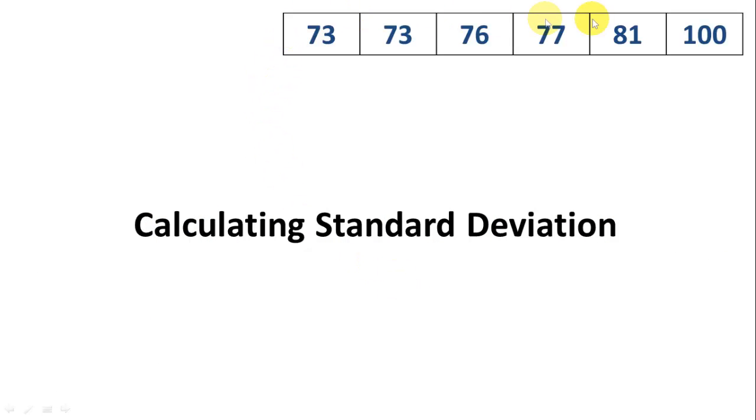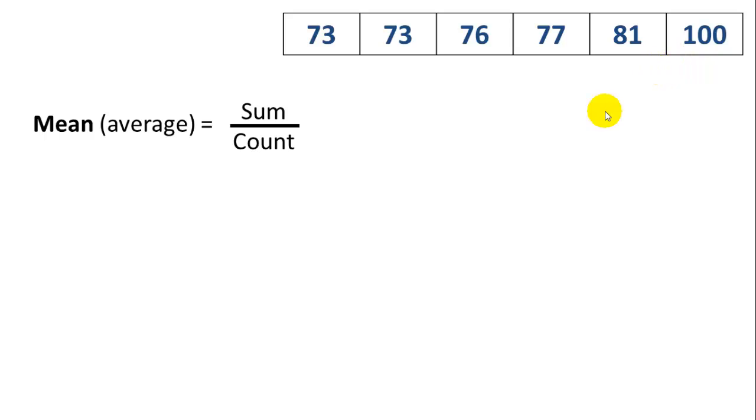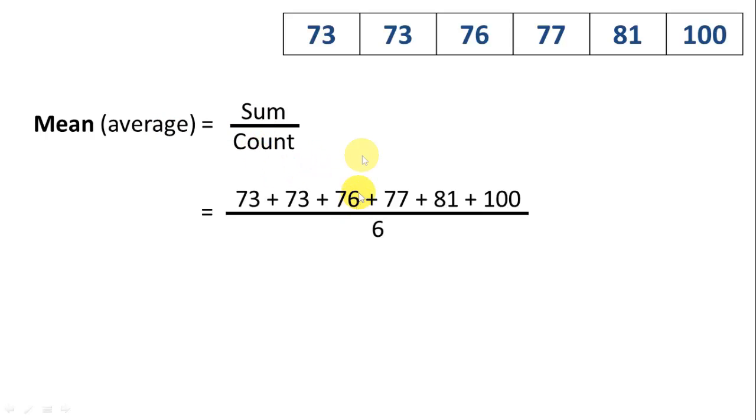So how do we calculate standard deviation? Let's start with this set of 6 values and try and calculate the standard deviation for those 6. First, we need to know what the mean is. We're going to calculate the mean, or the average, as the sum divided by the count. In this case, we can see that the count is 6. There are 6 values. The sum is just the sum of all these values. So 73 plus 73 plus 76, and so on. That gives us 480 over 6, or a mean of 80.